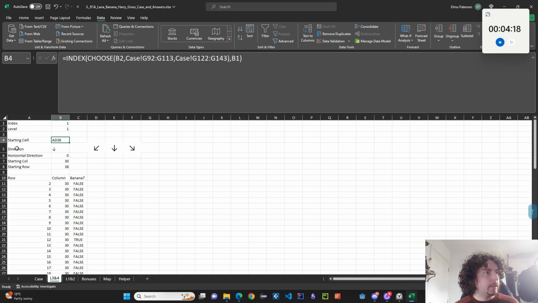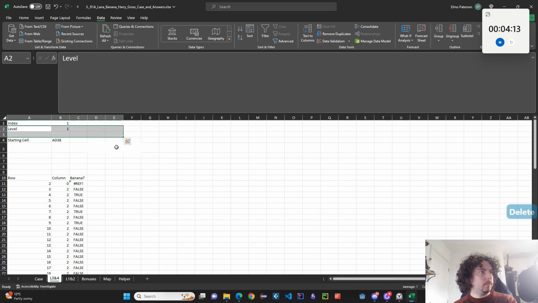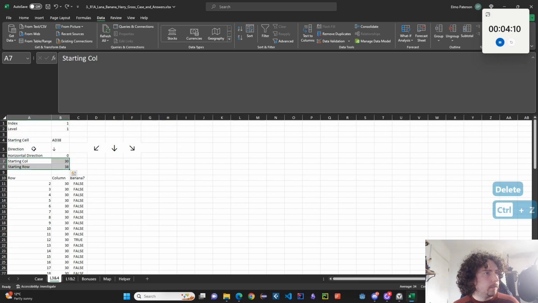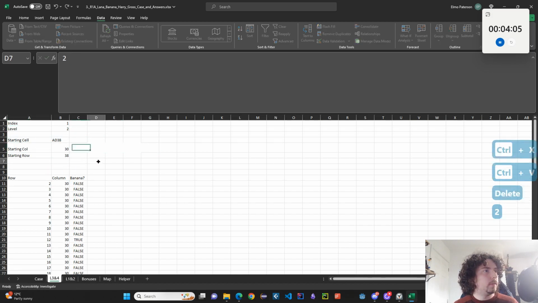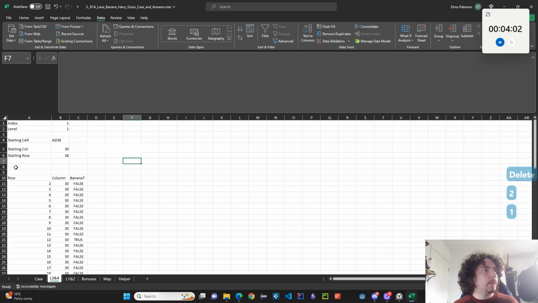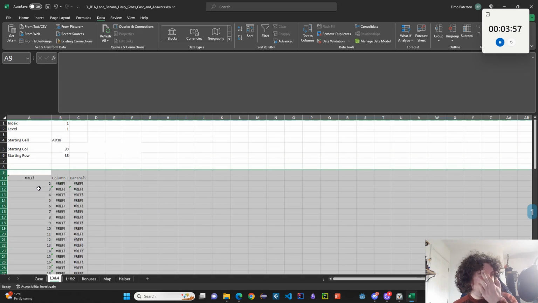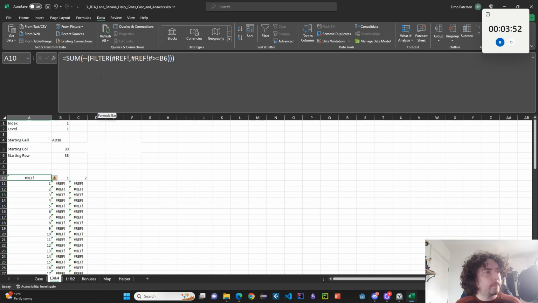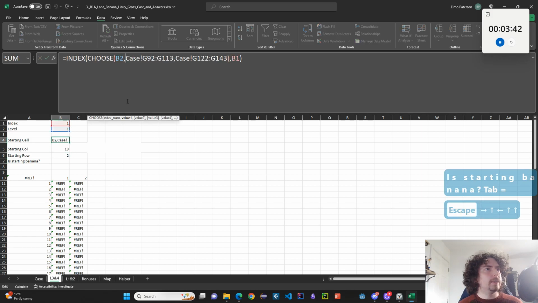Don't have anything else, do we? So we don't need the direction. We do need the starting columns and rows though. We don't need any of this. Is starting banana. Oh, how did that change to S2? That shouldn't have happened.